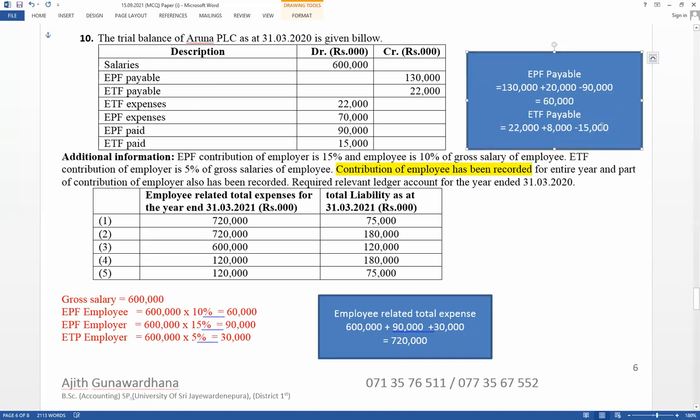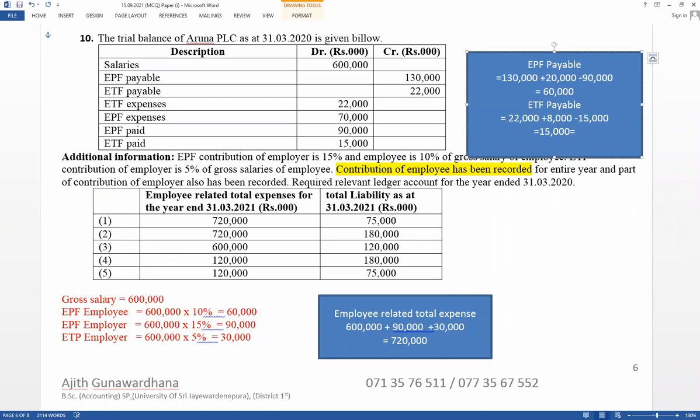ETF payable. There's total liability. Therefore, ETF payable equals 15,000. EPF payable equals 60,000. Therefore, here total liability equals 75,000. That is 60,000 EPF payable as well as ETF payable 15,000. Therefore, total liability equals 75,000. Think what would be the answer? There's total liability as well as employee related total expense.